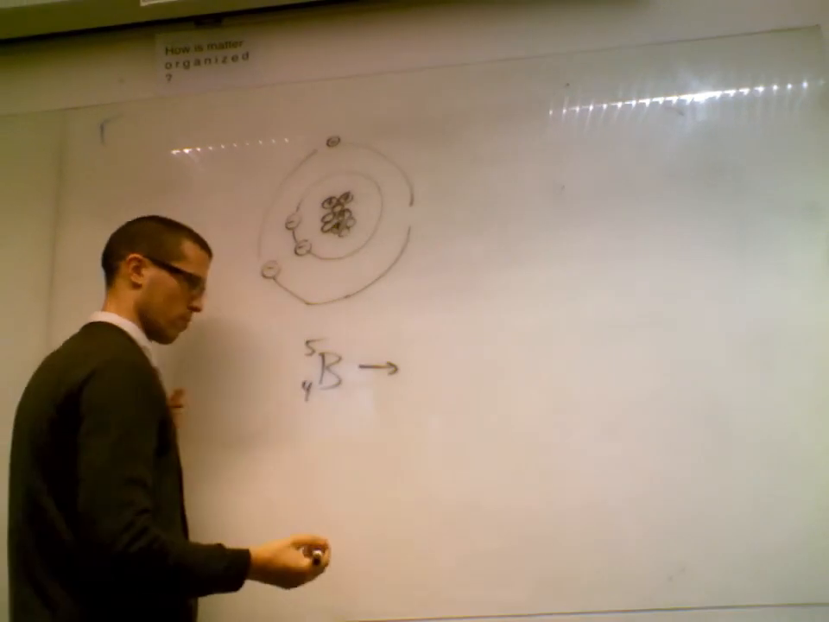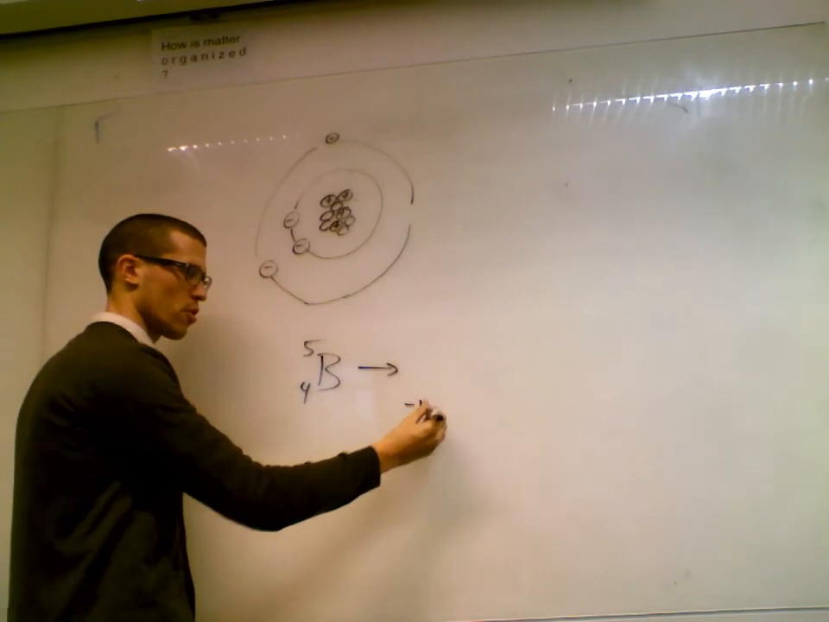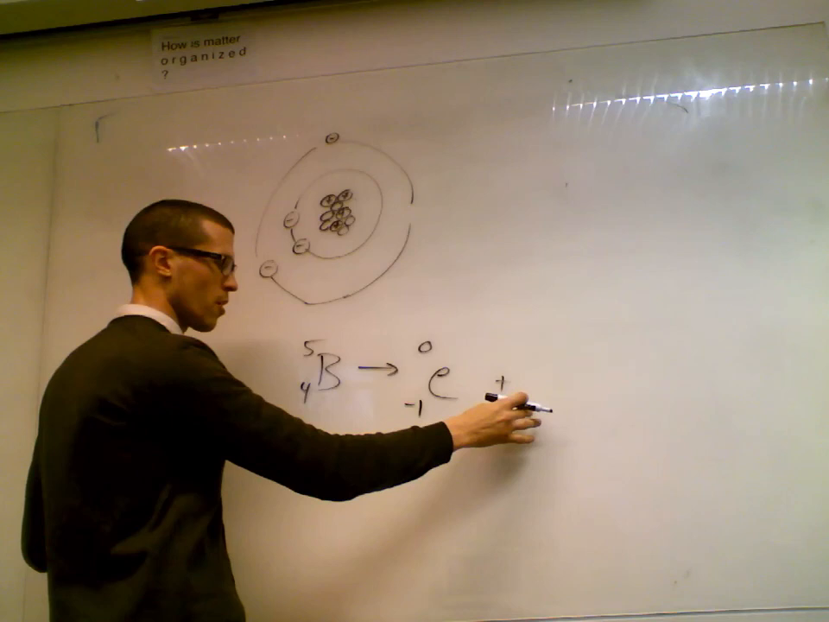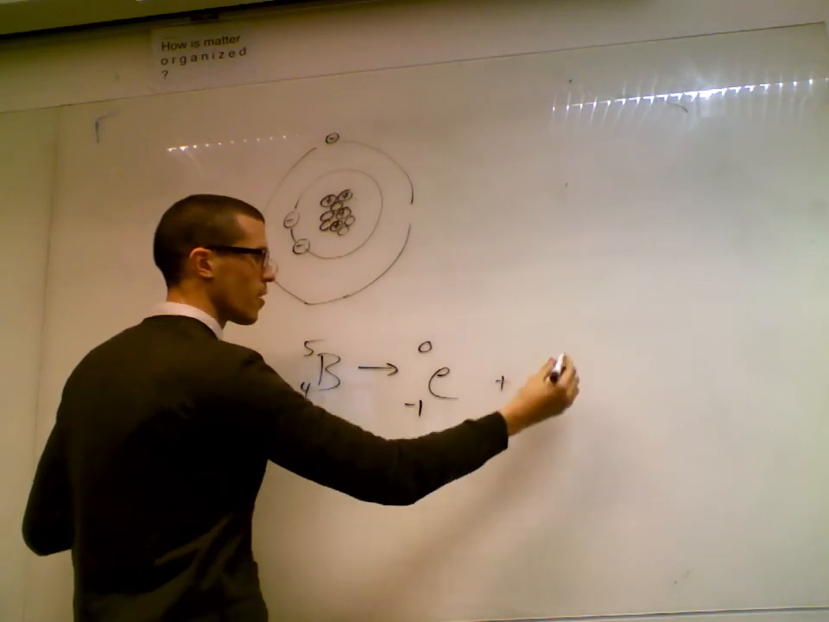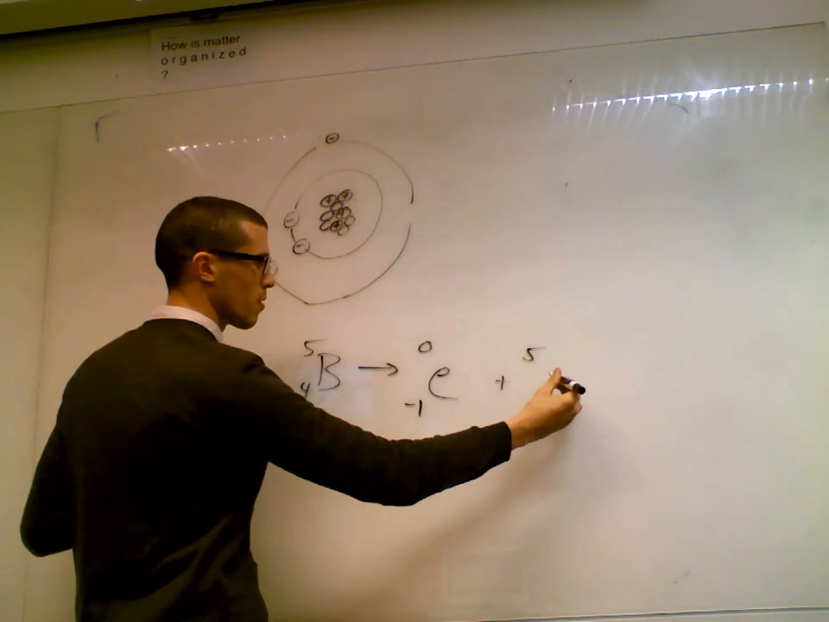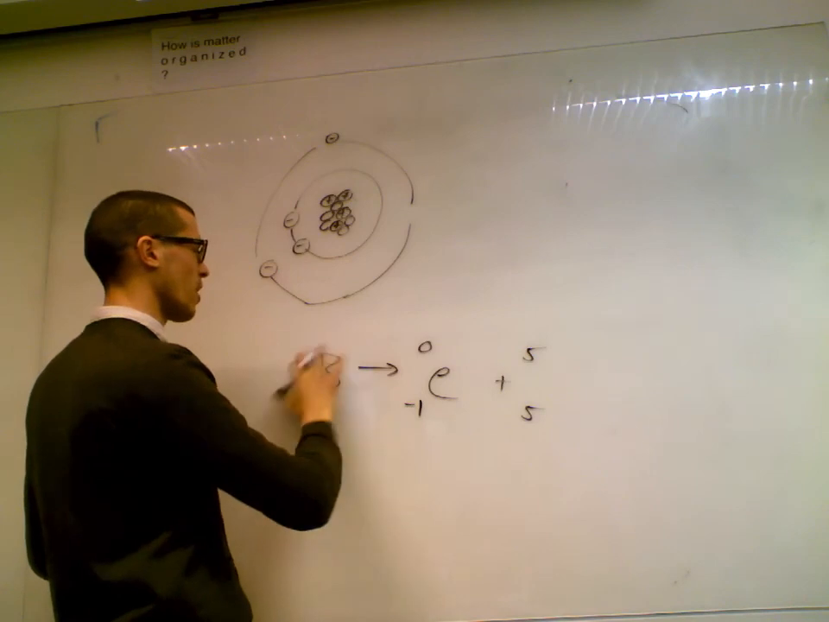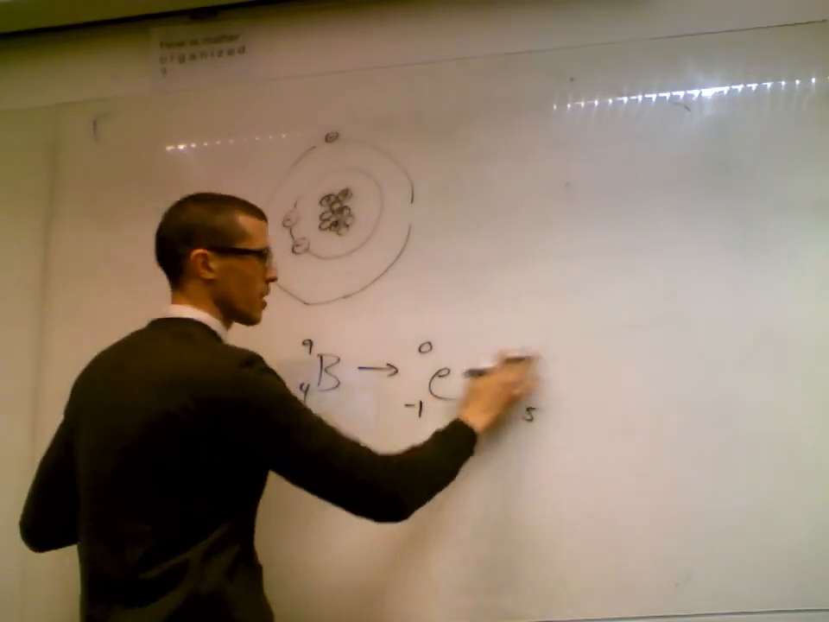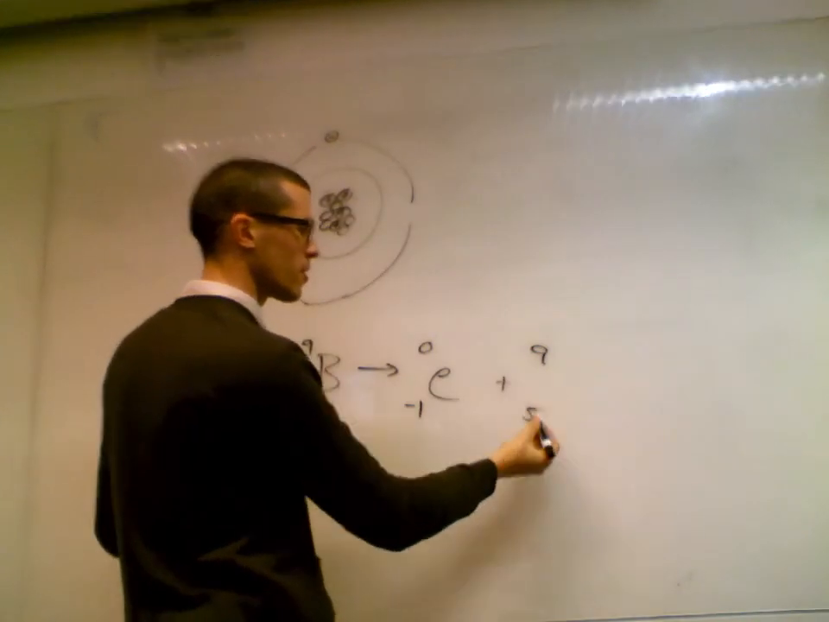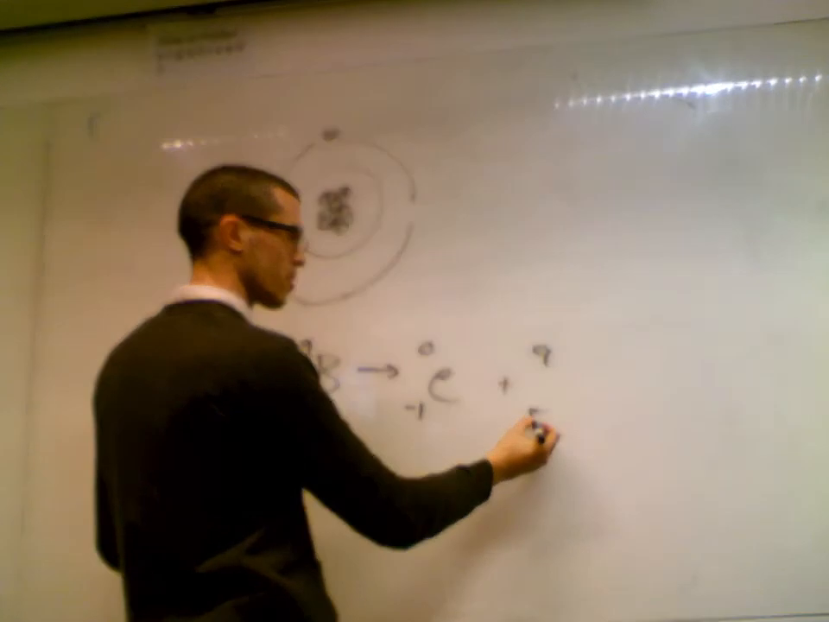So what's being shot out of this atom? What would you write? 0 electrons, 1 electron's being shot out. So you write it like this. And then what's remaining over here? 5, that's right. 5 on top. Wait, I wrote that wrong, didn't I? This should be 9. So that's 9, that's 9, and this is 9. And then what element is this with 5 protons? That's boron.